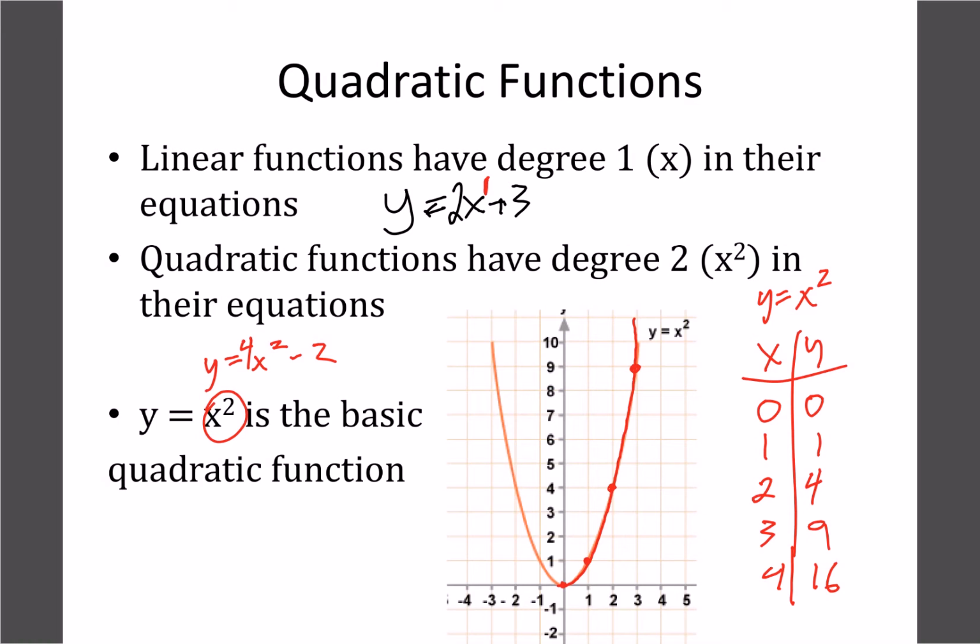And on the negative side, if we do -1, -1 squared is also 1, -2 squared is also 4, -3 squared is 9, -4 squared is positive 16. So all of these negatives, because we're squaring them, end up being the exact same coordinate in the y direction. So we end up getting a mirror image on the negative side. It's just a curve upwards, but going the other direction.